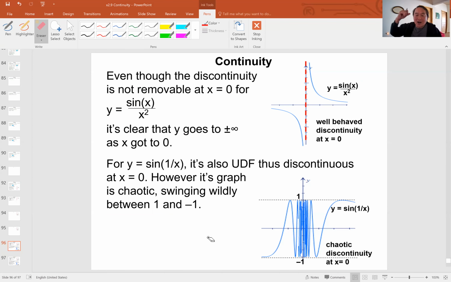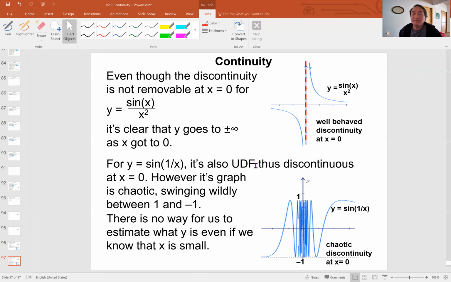So the graph begins to oscillate wildly, and it's non-removable. It's not defined at 0, and there's no way you can fill in a number so that the whole thing is connected, because on the left-hand side there's no limit, and on the right-hand side there's no limit. Non-removable at 0. Okay, so that's it. That's about continuity. Bye bye.